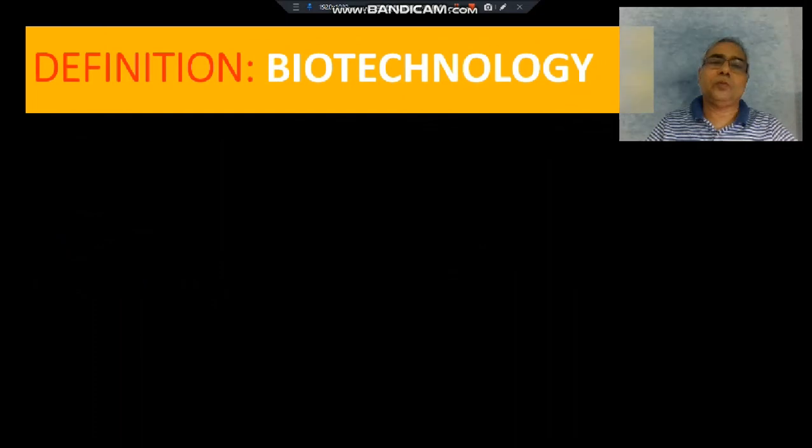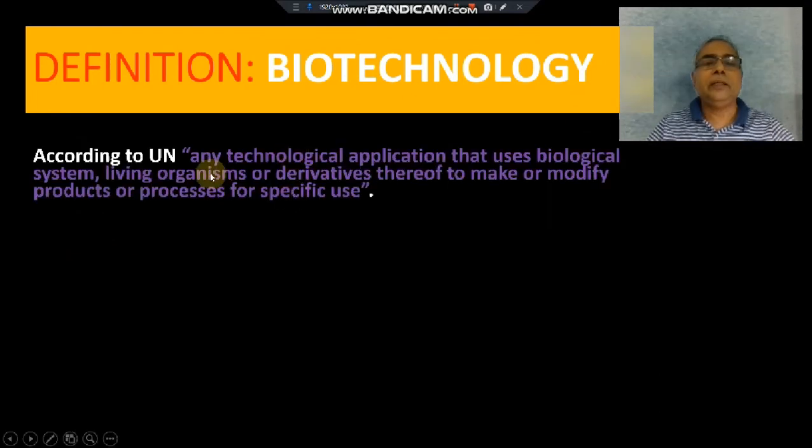When you will try to define the word biotechnology, then according to the definition of United Nations, any technological application that uses biological systems, living organisms or derivatives thereof to make or modify products for specific use, means वो कोई भी टेक्निक जो कि बायोलॉजिकल ऑर्गेनिज्म एज ए होल या उसके किसी स्पेशल प्रॉपर्टी को, जैसे हम एंजाइम्स को ले लें या किसी जीन को ले लें या किसी भी उसके किसी प्रॉपर्टी को यूटिलाइज करते हुए यदि हम कोई नया प्रोडक्ट ज़्यादा एफिशिएंटली प्रोड्यूस करने में सक्षम हो जाए, दैट टेक्निक इज टर्म्ड एज बायोटेक्नोलॉजी.